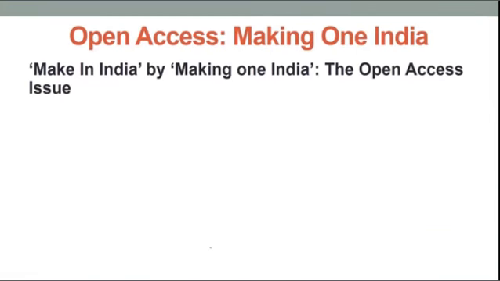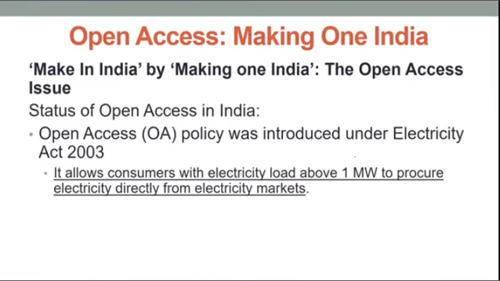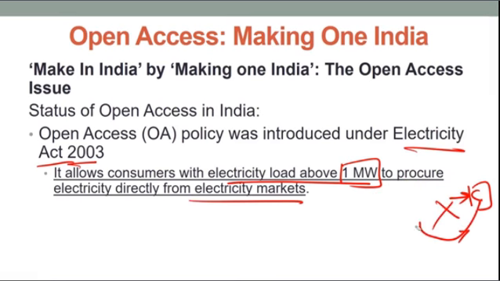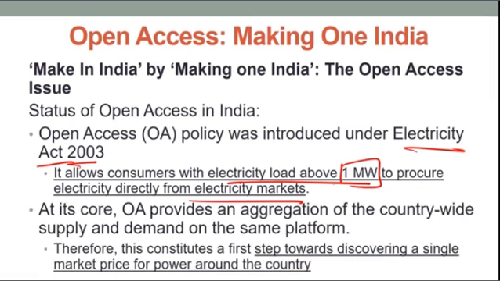So here comes the open access issue. Open access was introduced in 2003 under the Electricity Act. What it means is that any consumer having an electricity load above 1 megawatt, which means they are a high consumer having a lot of consumption, can procure electricity directly from the electricity market. Now you remember, there are producers, then there is a wholesale market, then there is a discom, and then there is a consumer, right? The consumer gets from the discom. Now what open access means is that forget the discoms, directly take from the wholesale market. That is the meaning of open access. But this is allowed only for high consumption customers, people who have more than 1 megawatt consumption.